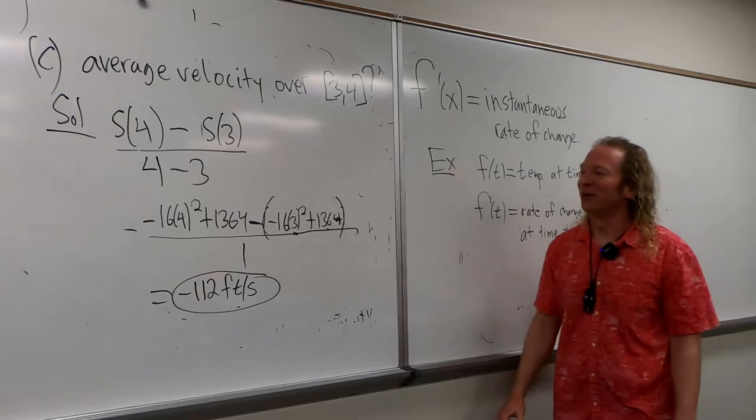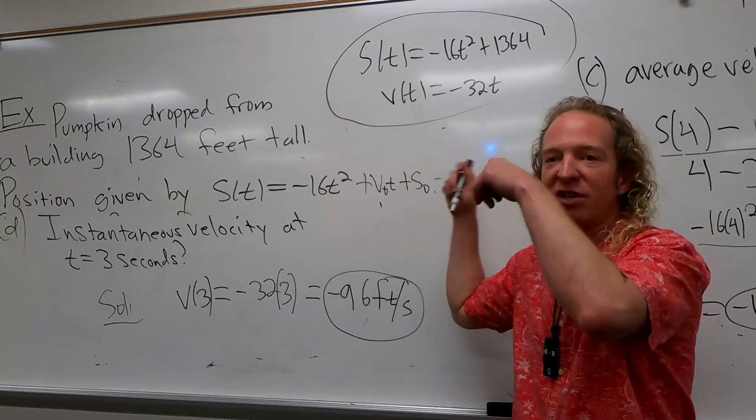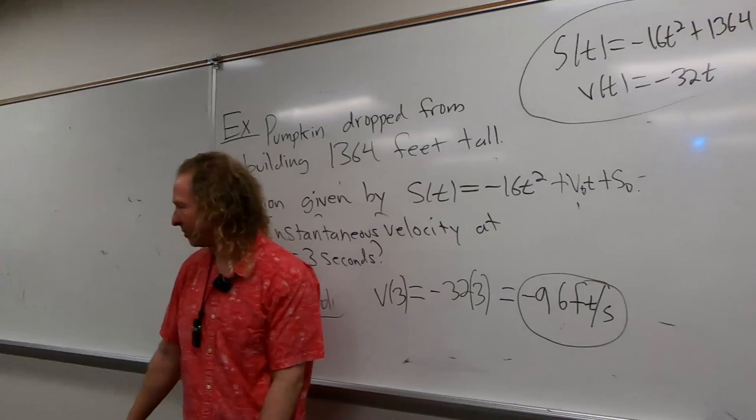All right, so t equals 3. This is really easy. Instantaneous is just the velocity. Average velocity is the only one where you have to use that position. All right, part E.